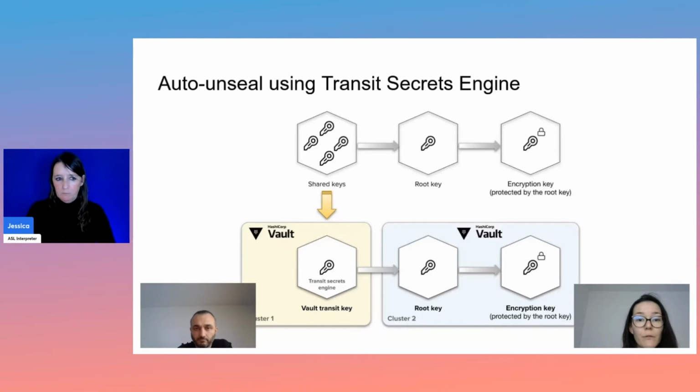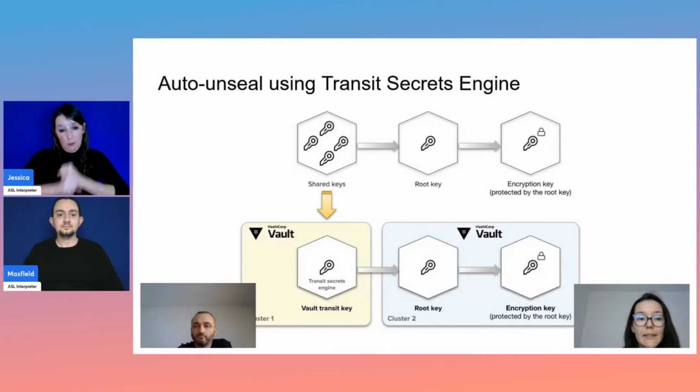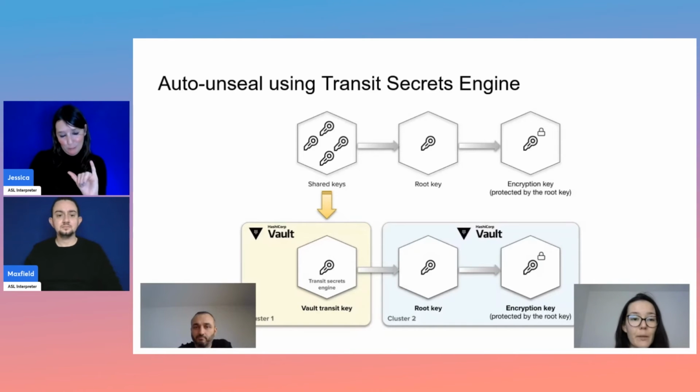The integration of Vault's policy-based access control with the Transit Secrets Engine ensures that only authorized entities are able to access or perform operations on the key, thereby heightening security. Additionally, the ability to automate the unsealing process of Vault using the Transit Secrets Engine reduces operational overhead and minimizes human error, which is often a significant vulnerability in security systems.